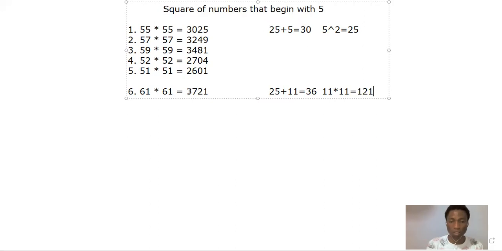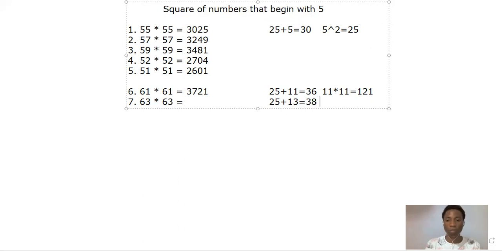So let's pick another one for this kind of example. So let's say 63 times 63. So what number do we have here? That is the number that it is more than 50. So which is 13. So we'll add the 13 to 25. Here 13 plus 25 is 38. Good. And we'll say 13 times 13. So 13 times 13 will give us 169.